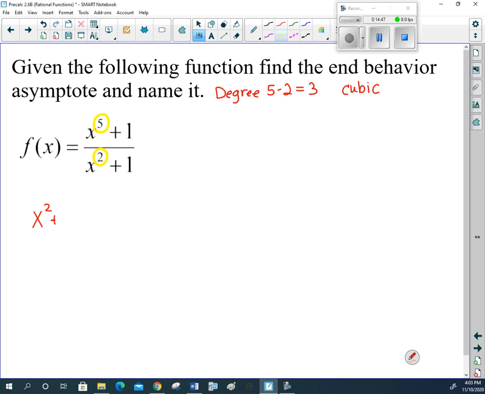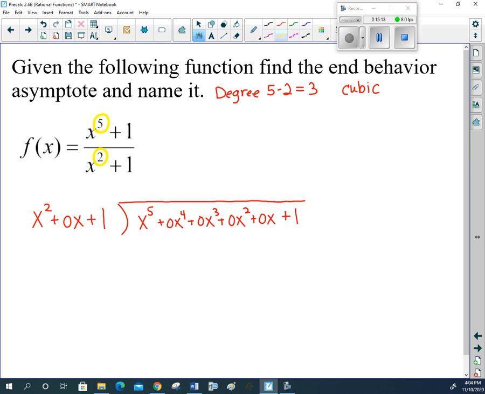So x squared plus, I'm going to keep my placeholder, 0x plus 1, and that's going to be divided into, we've got a lot of zeros on this one, x to the fifth plus 0x to the fourth plus 0x to the third plus 0x squared plus 0x, and then on the very end, plus 1. Okay, we're going to do that long division. So this is going to be x to the third. So x to the third times x squared is x to the fifth. 0 times x to the third is just 0, so there's my placeholder. X to the third times 1 is x to the third.